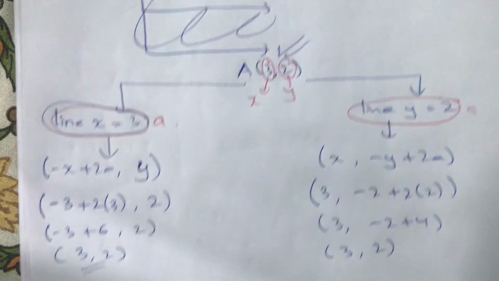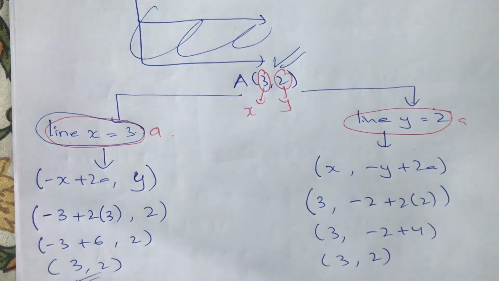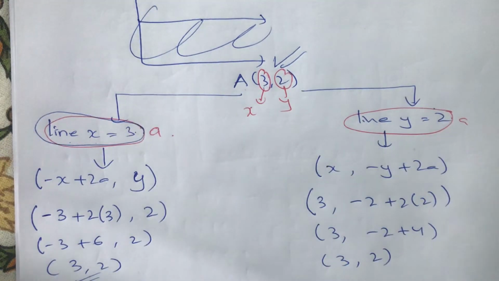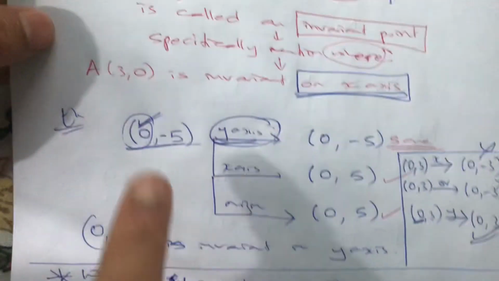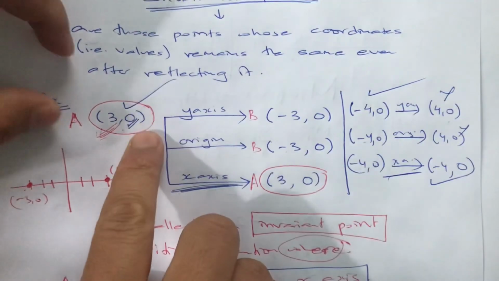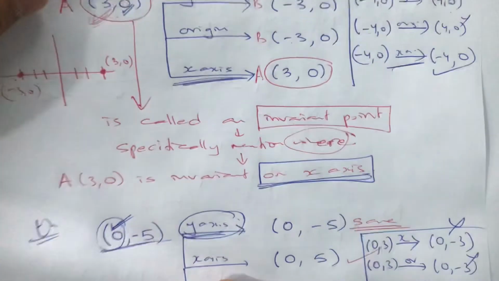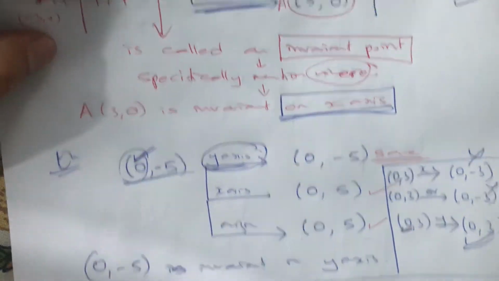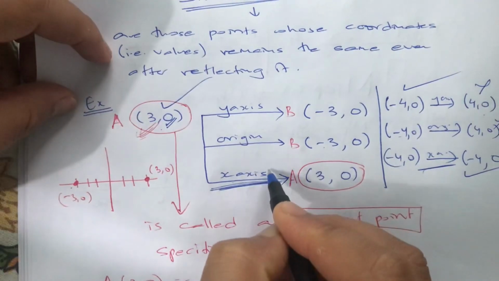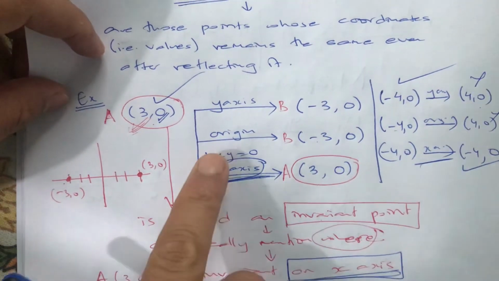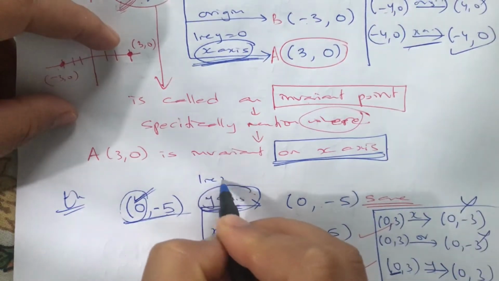So that means if I have neither the x nor the y coordinate as 0, the point will be invariant on two different lines. Whereas if I have my x coordinate as 0 or my y coordinate as 0, then it will be invariant on only one particular line, either the x-axis or the y-axis. Sometimes the x-axis is also written as line y equals 0, and everyone knows the y-axis means line x equals 0. Okay, that we have already discussed.